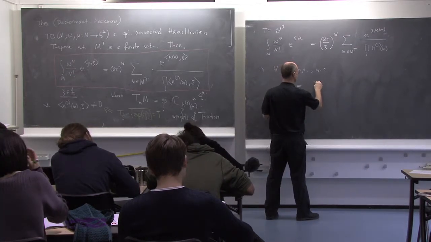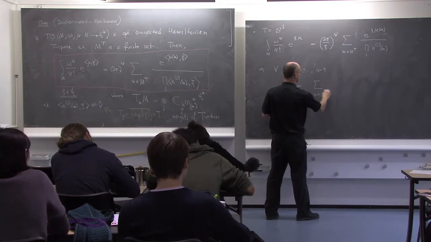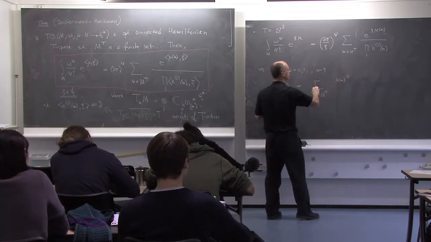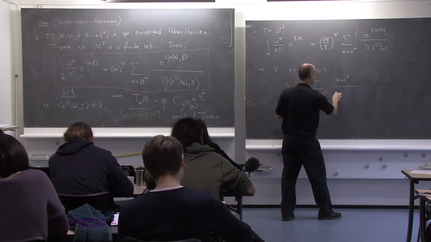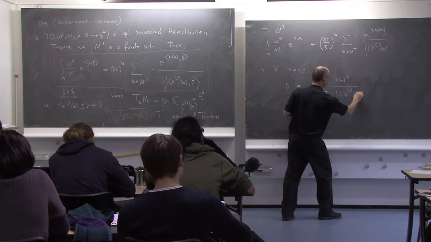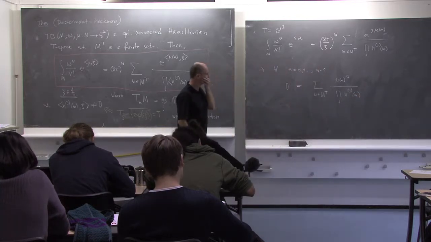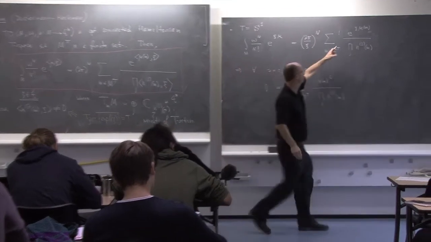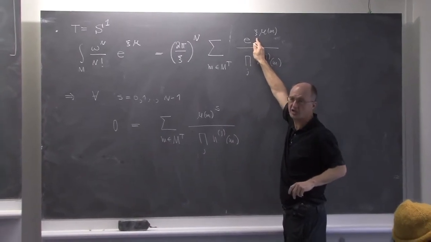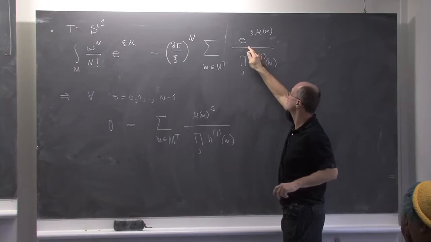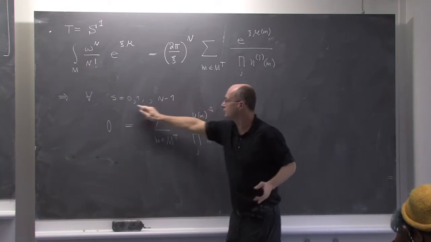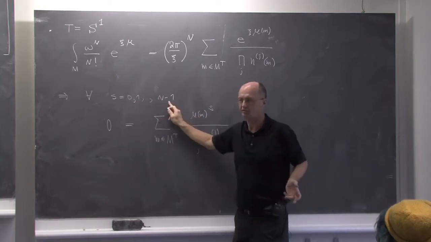This will be the sum over m in mt of mu of m to the power s, divided by the product over j of n_j of m. If I here take the Taylor series coefficient number s, the coefficient in front of xi to the power s in the Taylor expansion of the exponential function, this will be xi to the power s divided by xi to the power n, and it will be singular for all these values of s.